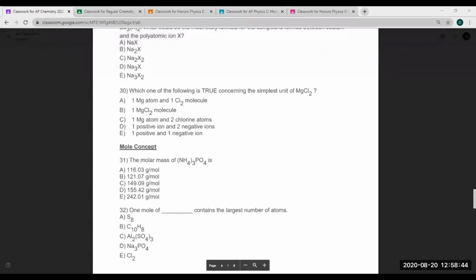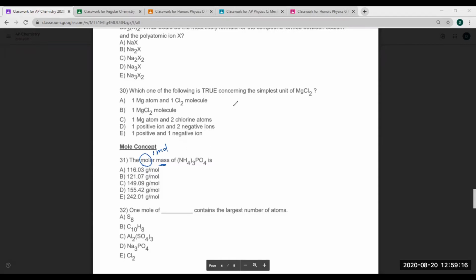The last part of packet 1 of your summer assignment deals with mole concepts. So, the molar mass of ammonium phosphate is what? To calculate the molar mass, we have to calculate the mass of 1 mole. Molar is 1 mole. So let's make explicit how many atoms we have in this compound.